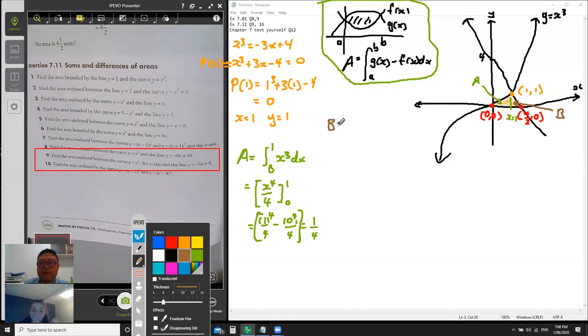What about area B? So between 4 on 3 and 1, and then negative 3x plus 4 dx. And it would be negative 3x squared on 2 plus 4x, and that's between 1 and 4 on 3. Okay, cool. Now, is there an easier way of doing this?